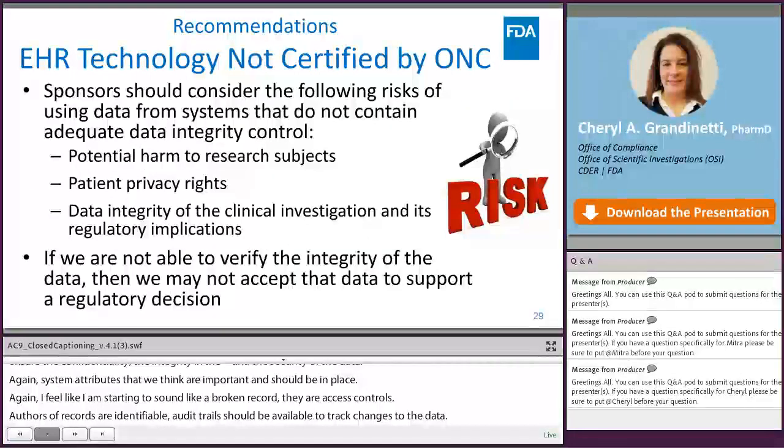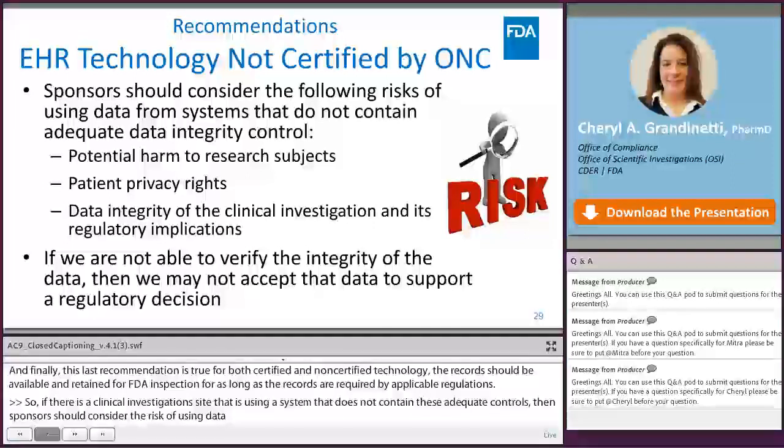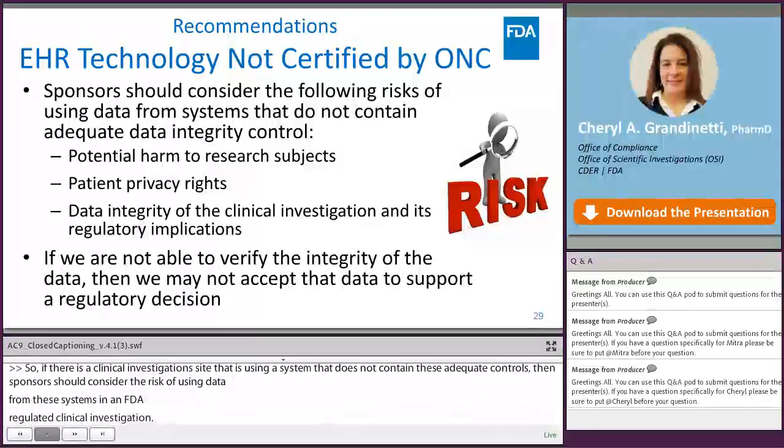So if there is a clinical investigation site that's using a system that does not contain these adequate controls, then sponsors should consider the risk of using data from these systems in an FDA-regulated clinical investigation. Those risks being the potential harm to research subjects, violation of patient privacy rights, and then, of course, data integrity of the clinical investigation and its regulatory implications. That being that if we can't verify the integrity of the data, then we may not accept that data to support a regulatory decision.